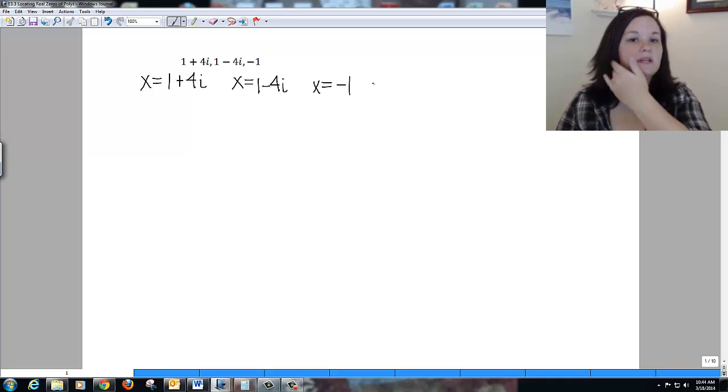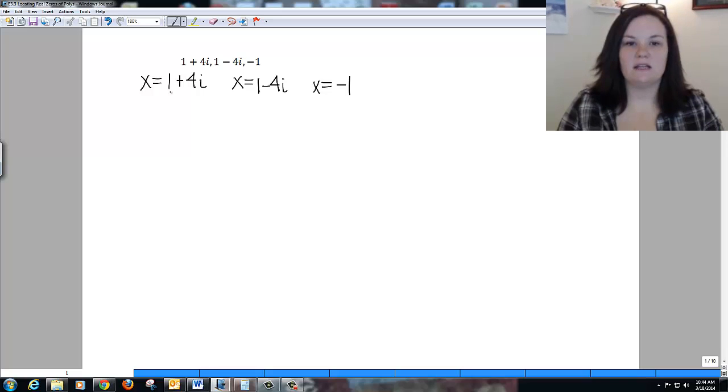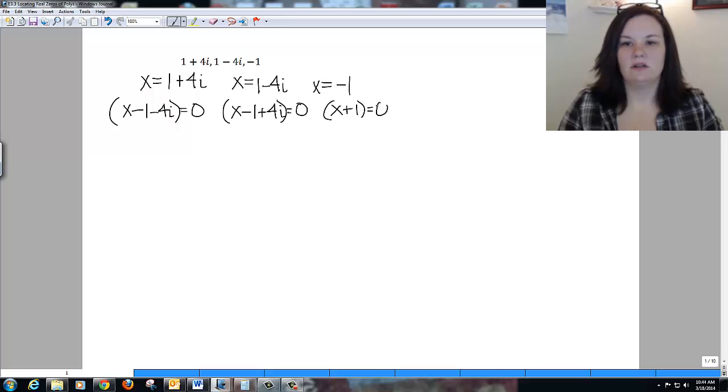So just like before, I'm going to take these answers and move them back across the equal sign. On this first one, I need to move that 1, which is going to make it negative, and when I move my 4i across, it also becomes negative. So this here is going to be one of my factors. Same thing over here. If I move my 1 over, it becomes negative. When I move my -4i over, it becomes positive 4i equals 0. So here's another factor. And then my last one, when I move this -1 over, it becomes positive. So I have all my factors.